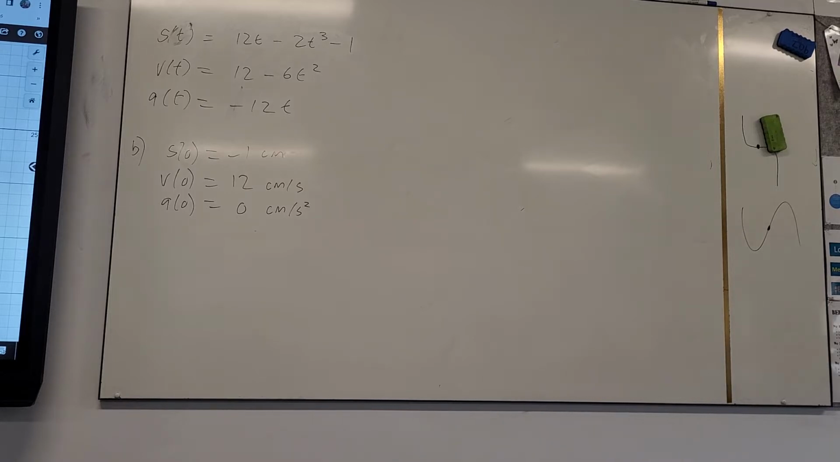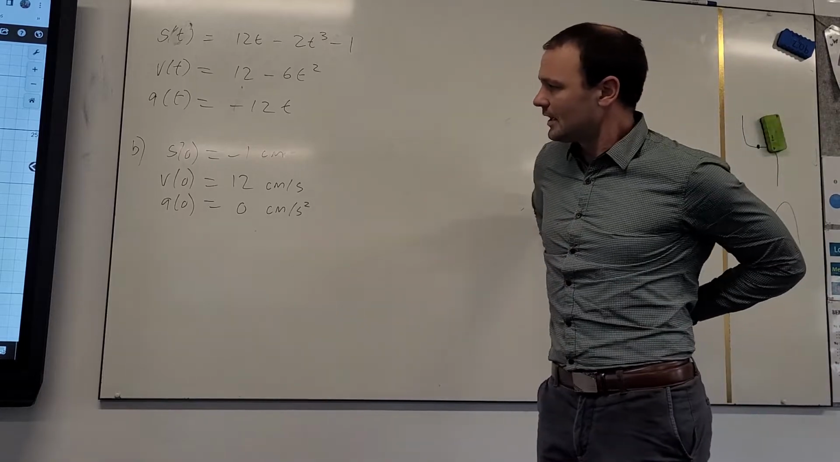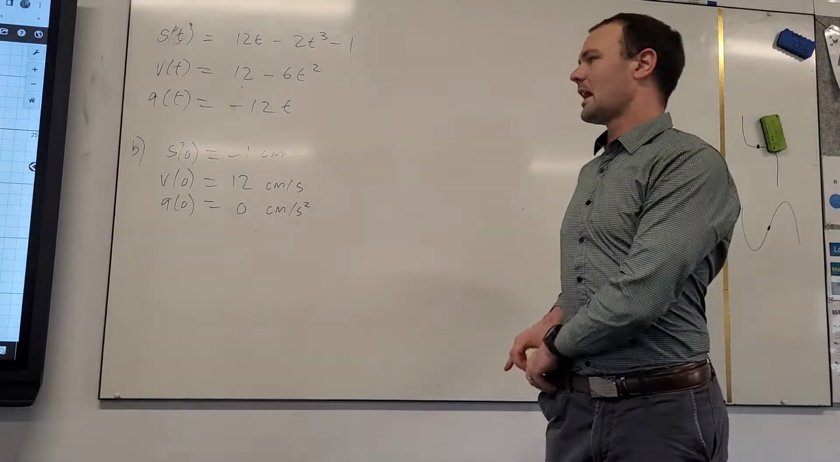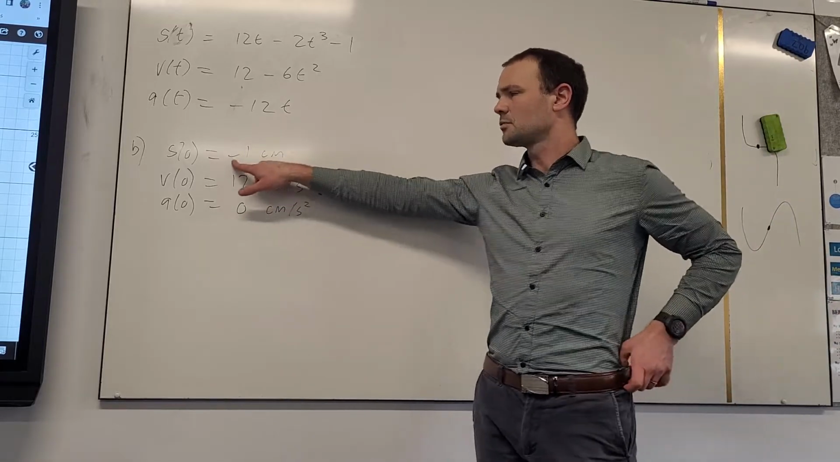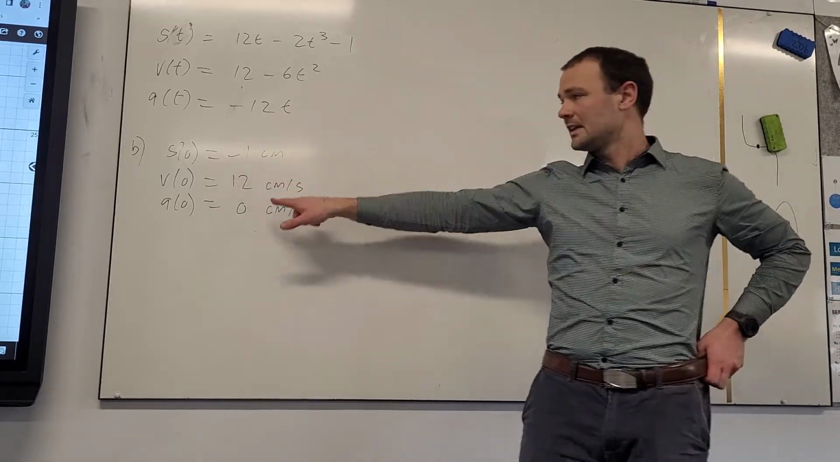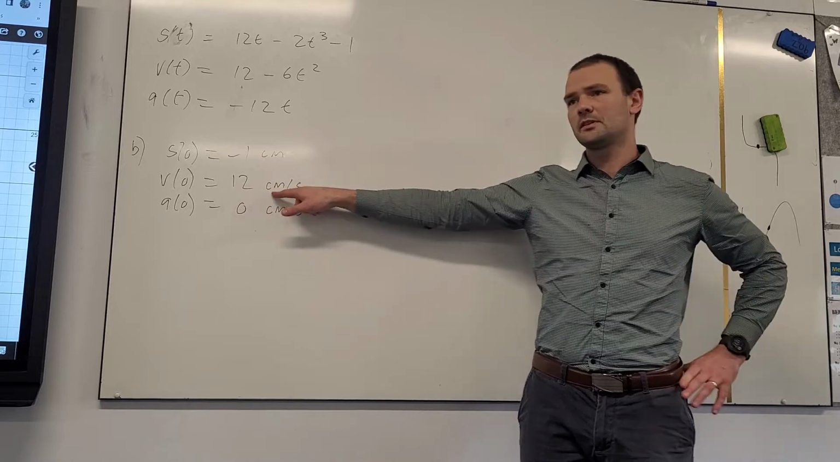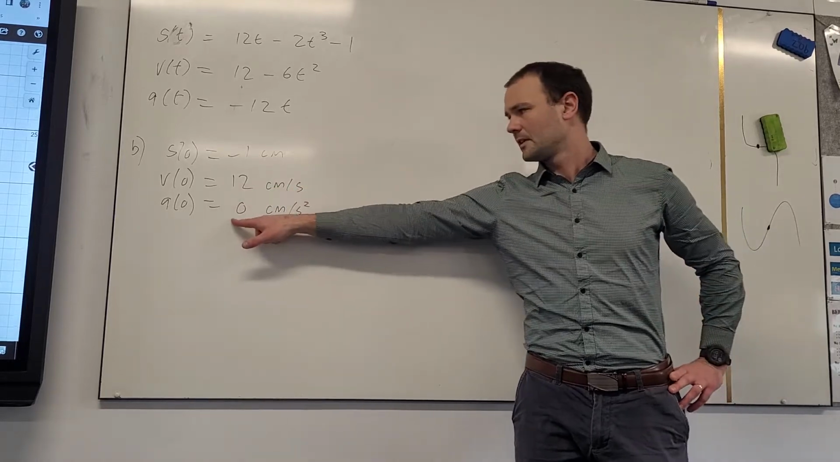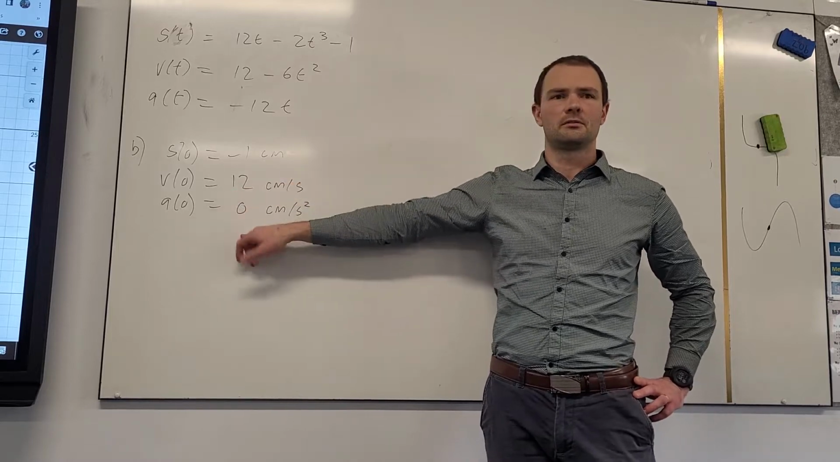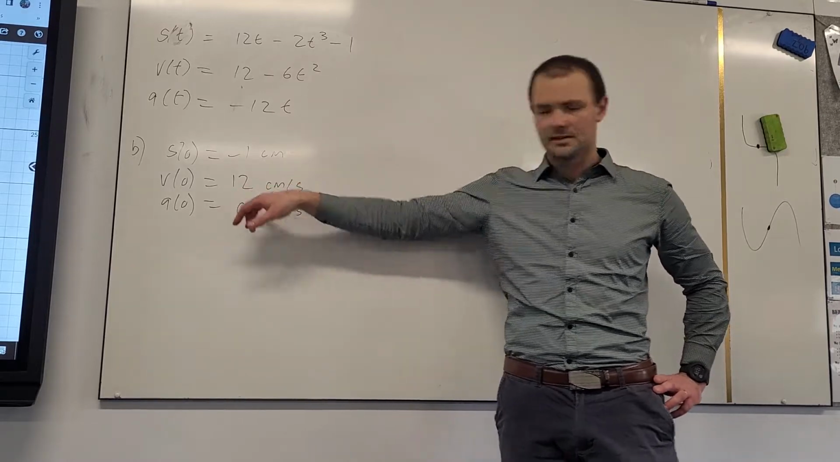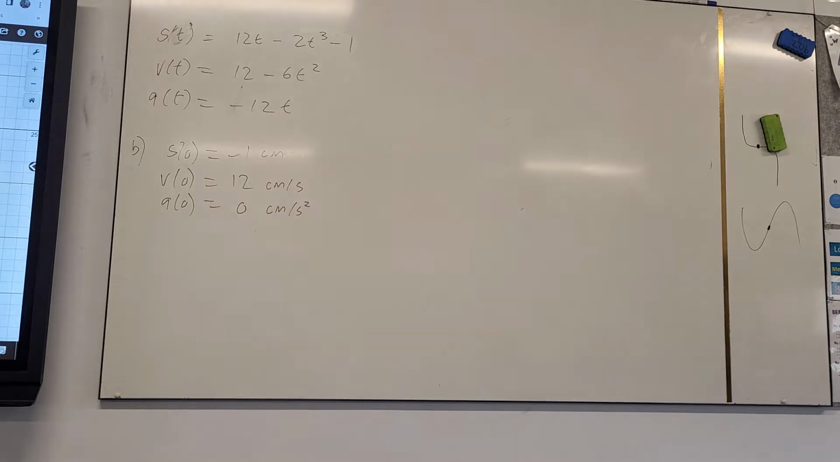All right, part C. Sorry, maybe I'll just say more about part B. Another thing you could do here is answer the question in a couple of sentences. So you'd say, initially the particle is 1 centimetre left of origin. It is moving at 12 centimetres per second to the right, and the acceleration tells you that initially the velocity is not changing. It's not accelerating, so the velocity is not changing in either direction.